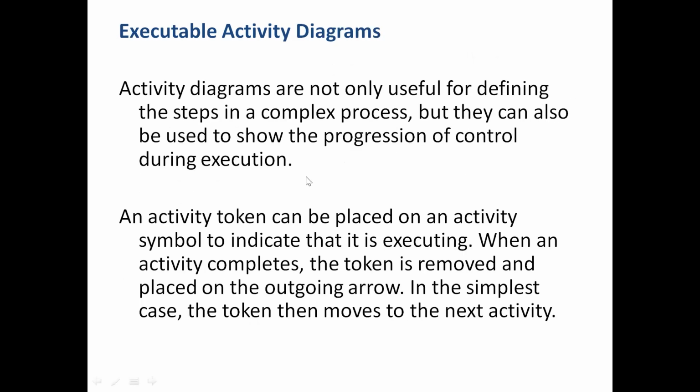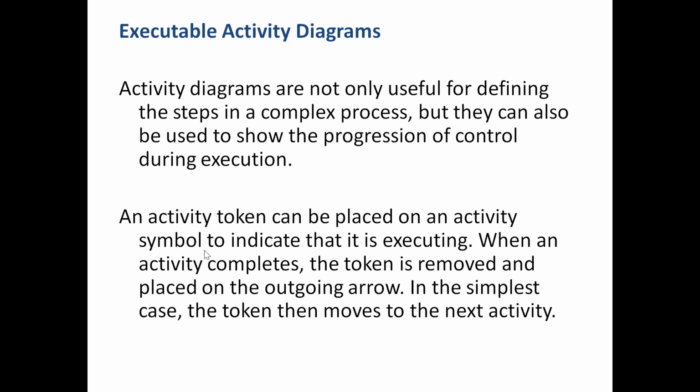This is one additional point with respect to what we have already seen. Activity diagrams are not only useful for defining the steps in a complex process, but they can also be used to show the progression of control during execution. That is, now the activity diagram is showing you the flow of operations, but you do not know right now the progress is on which particular operation. So to indicate that, you can even have executable activity diagrams where you show a token indicating that this is a particular operation that is in progress.